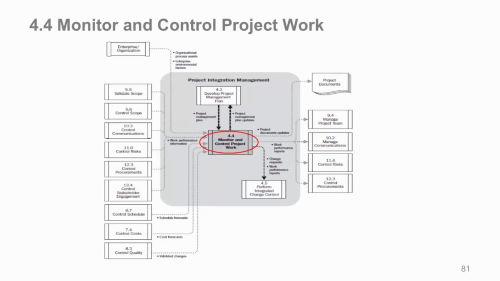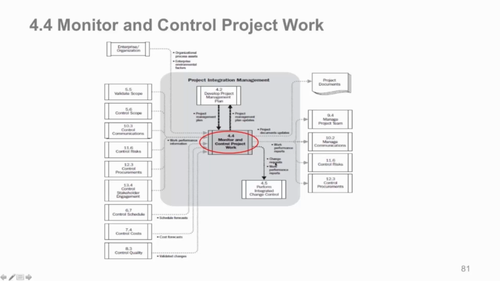And you have your control quality, of course, which you already saw, 8.3, that's where your deliverables come in, and you validate against metrics, and you say this is a good deliverable, or a change request comes in, and you check that for quality, and you say, yes, it's a validated change. So that all comes into monitor and control, and your primary outputs here are right here.